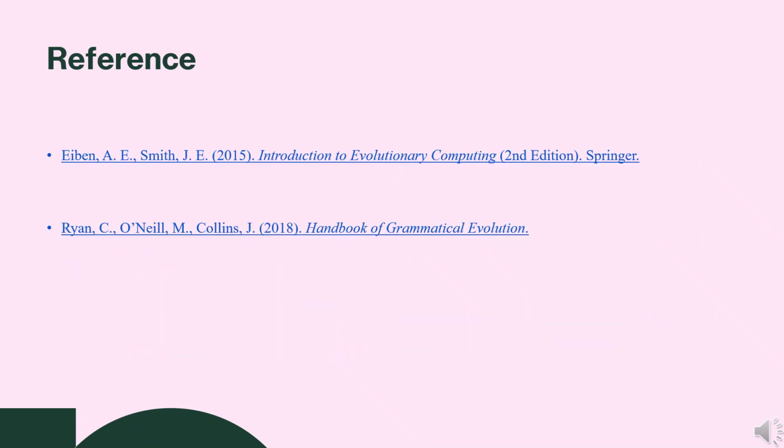Here are the main references that supported this work. The first is Introduction to Evolutionary Computing. This book provided the foundational concepts of evolutionary algorithms and helped guide the overall design of the GP system. The second reference is the Handbook of Grammatical Evolution. Although our project focused on genetic programming, this handbook offered valuable insights into evolutionary computation techniques and inspired parts of the experimental setup. These references help shape both the theoretical understanding and practical implementation of the project.